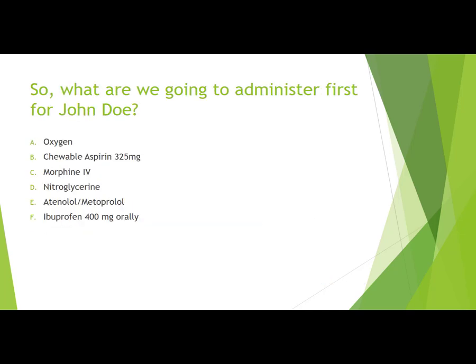So what are we going to administer first for John Doe? A, oxygen. B, chewable aspirin. C, morphine. D, nitroglycerin. E, atenolol. Or F, ibuprofen. I'll give you a few seconds here. 4, 3, 2, 1. All right, if you guessed oxygen, you are correct. Oxygen will always be administered first for patients that are presenting with a STEMI.